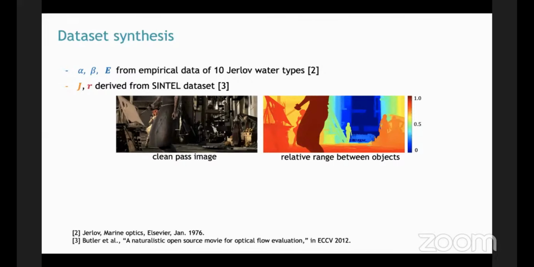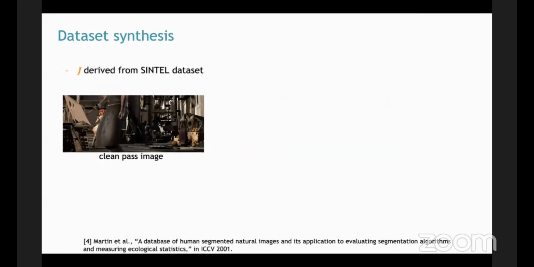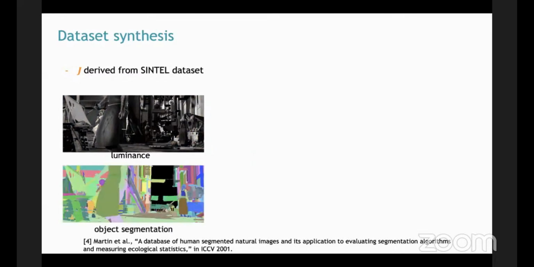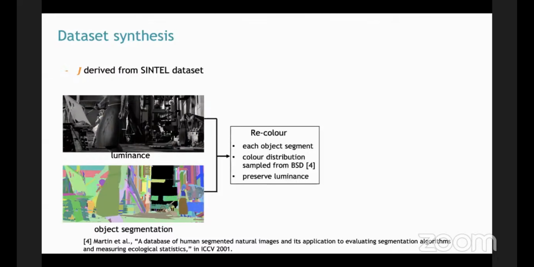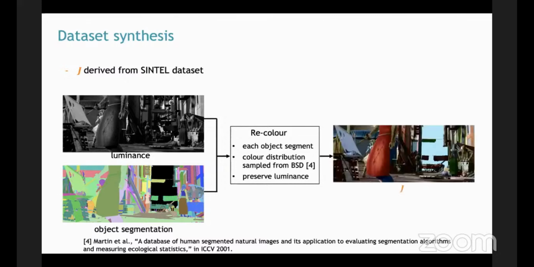But the clean pass image, because it's a CG dataset, the color does not really reflect that in real life. To do this, we use the luminance channel provided in the dataset that reflects the light interaction. And because the dataset also gives us the object segmentations, we recolored each object segment using the color distribution that we previously sampled from the Berkeley segmentation dataset, and we preserve the luminance channel. And here you have an example of our created dataset.